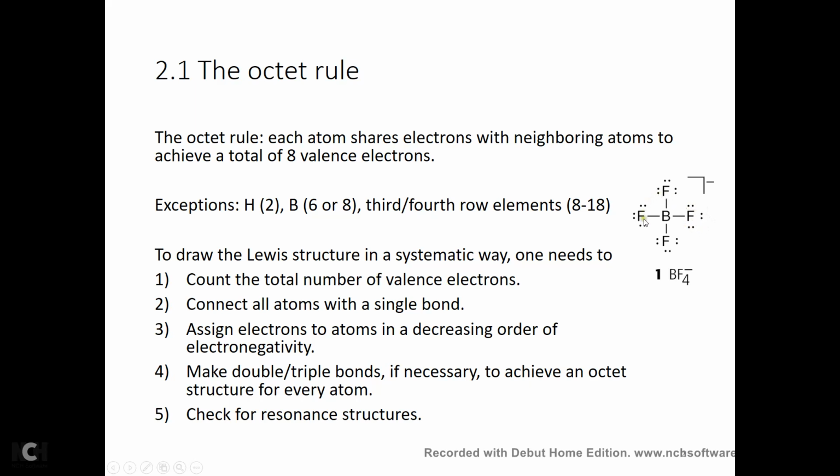So in this sense, it's possible to draw 3 more resonance structures by giving these 2 electrons to this fluorine, or these 2 electrons to this fluorine, or these 2 electrons to this fluorine as well.